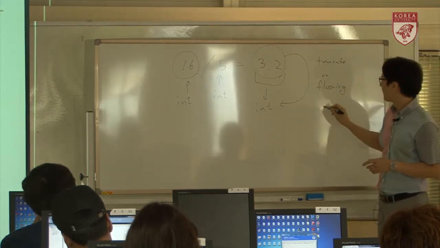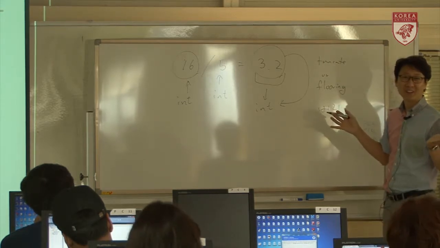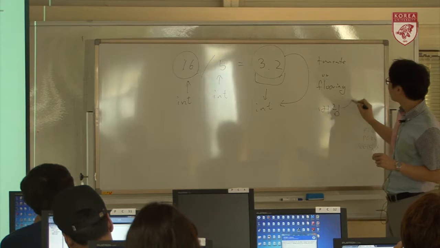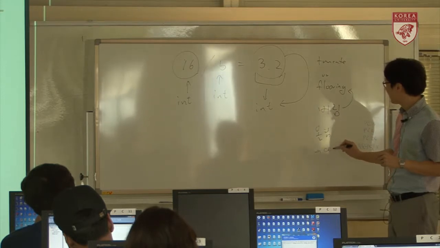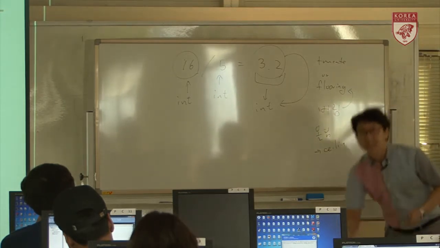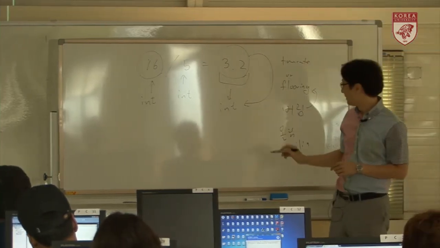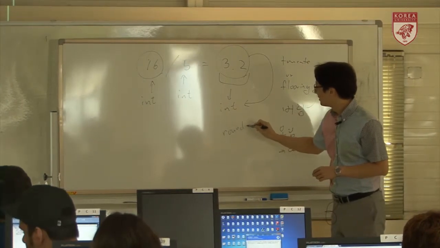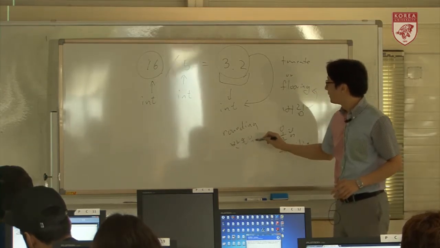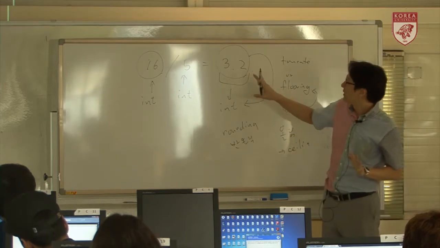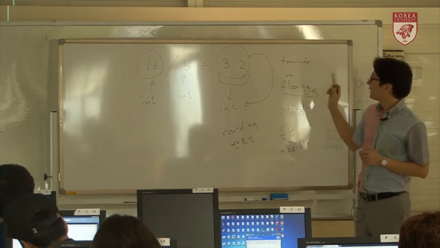In Korean, that's 버림. You know 버림, 올림, 반올림, right? Let's say 버림 is flooring, 올림 is ceiling, and 반올림 is rounding. But the way C converts a floating number to an integer is flooring, or truncating.